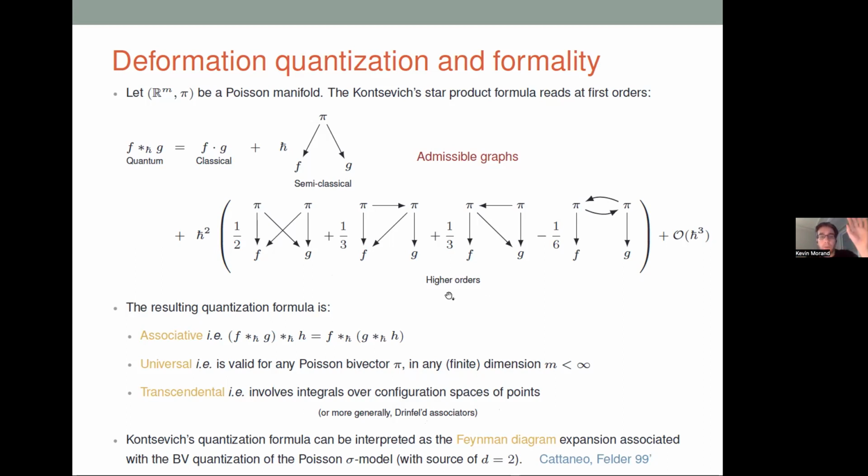Anyway, this formula, in fact, can be interpreted as a Feynman diagram expansion for the BV quantization of the associated Poisson sigma model. So this sigma model has a source of dimension d equal 2. As we see for Lie bialgebra and Lie bialgebroid, we have the same kind of models, but in dimension 3. And this d will index different families of graphs. So this interpretation is due to Cattaneo and Felder in 1990.